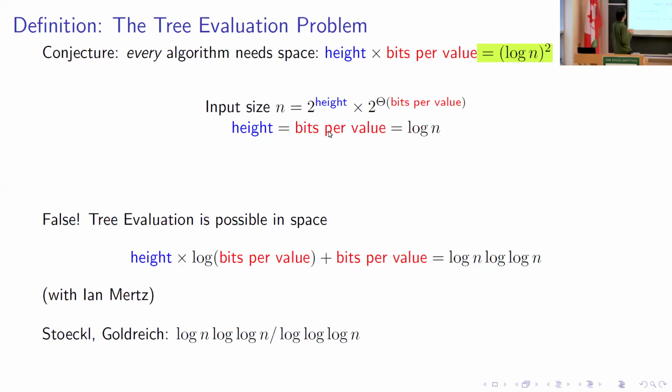After we published this paper, Manuel Stockel and Oded Goldreich independently came up with an improvement. You can actually get an algorithm that uses space log n times log log n divided by log log log n. So I'm not going to go into how you can shave off this log log log n factor, but I am really excited to tell you about the log n times log log n part.